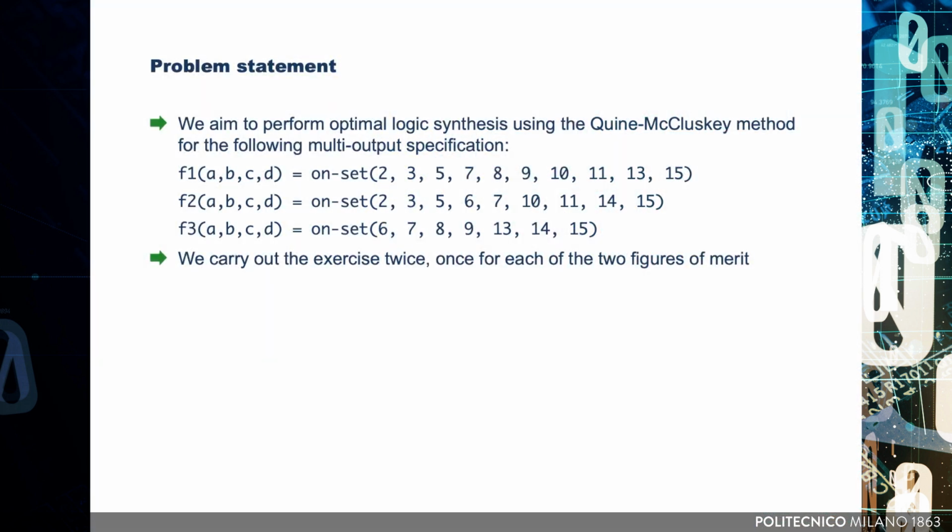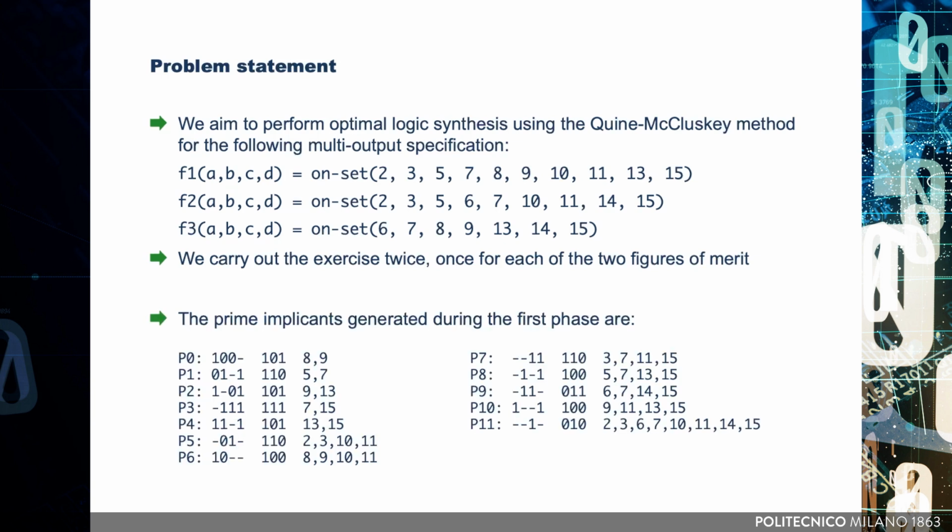Let's now consider a slightly more complex example involving three different functions and apply the Quine-McCluskey method we just studied. We will perform the synthesis twice, first using cardinality as the cost function, and then using the number of literals. Here you can see the prime implicants obtained during the prime implicant generation phase. I'll leave the calculation of these as an exercise for you.